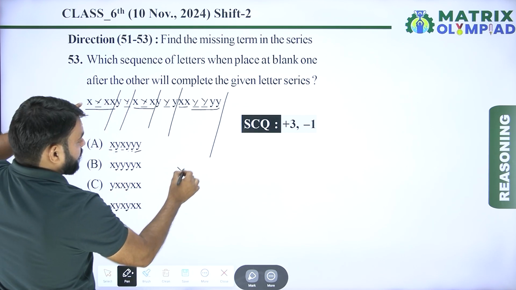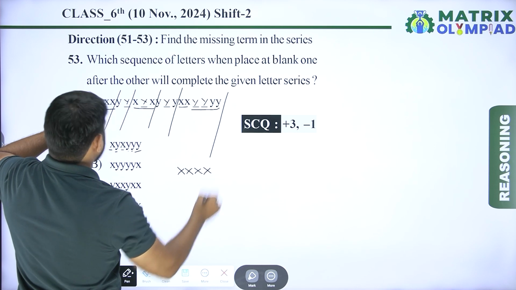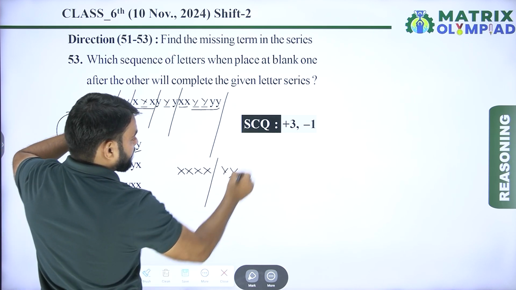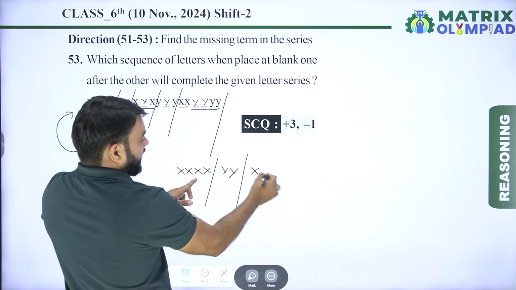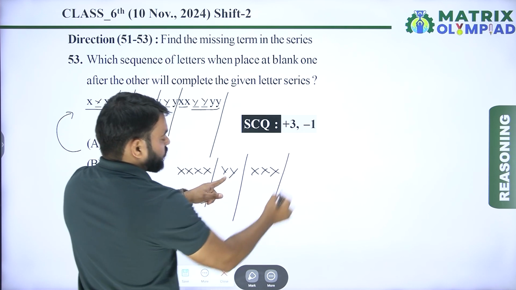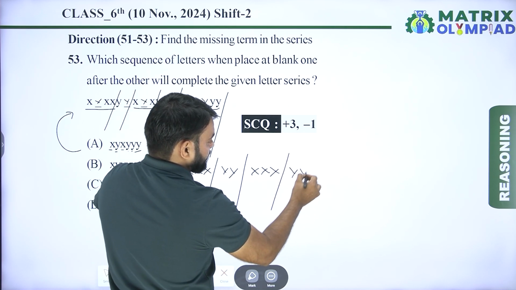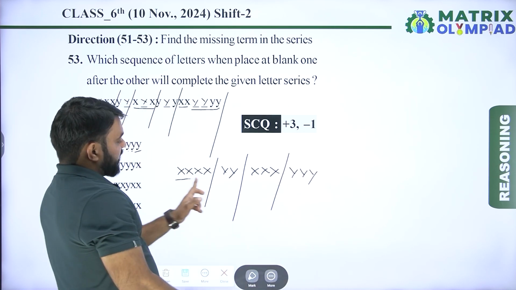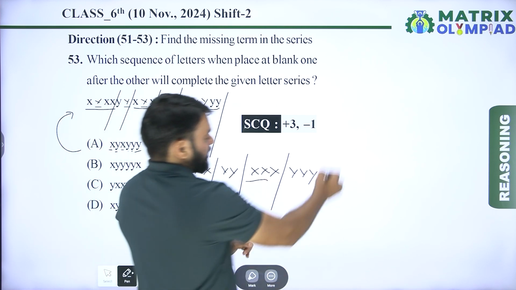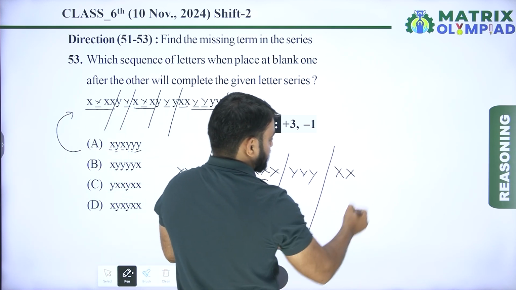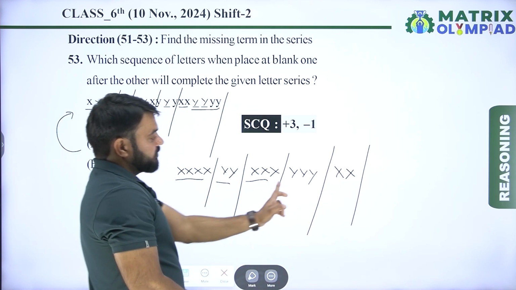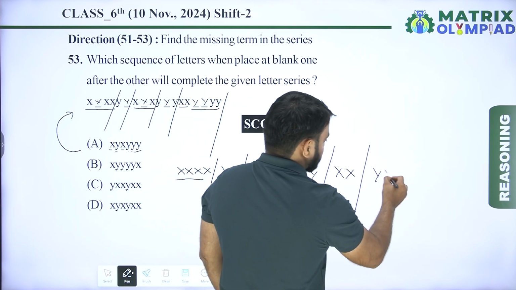The pattern is 4 times X, now 2 times Y, now 3 times X and 3 times Y, now 4 times X, 3 times X, now 2 times X, 2 times Y, 3 times Y, now 4 times Y.